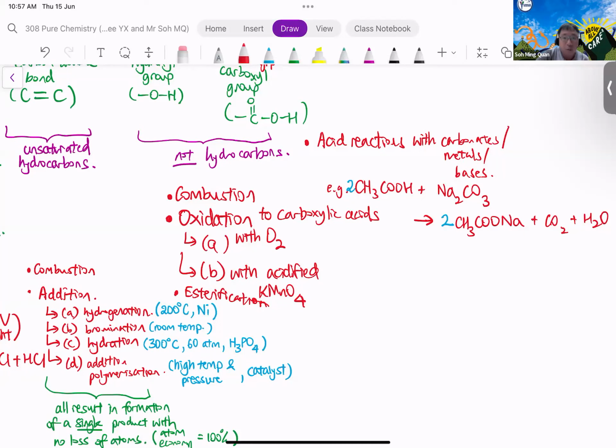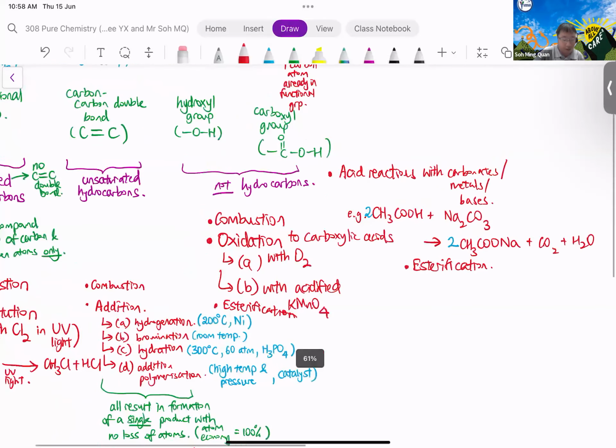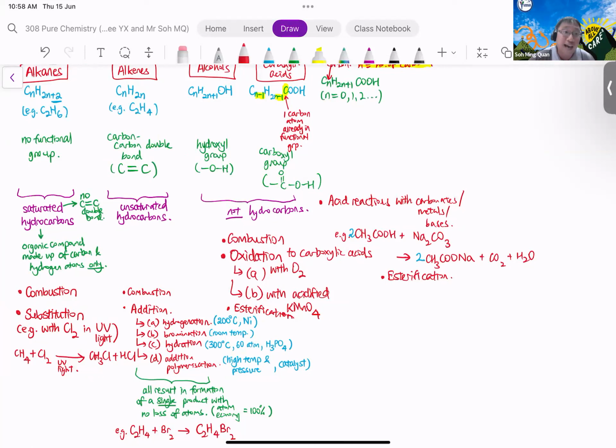And finally, one last reaction involving the carboxylic acids, of course, esterification. So as mentioned, esterification involves the reaction between an alcohol and carboxylic acid to form esters. Now, this is just a very, very quick summary. As you can see, I've written everything out. This is a quick summary of the types of reaction which each homologous series will undergo.